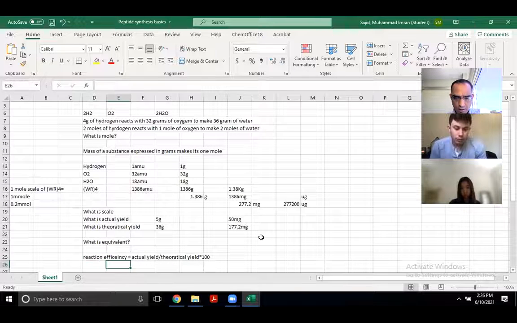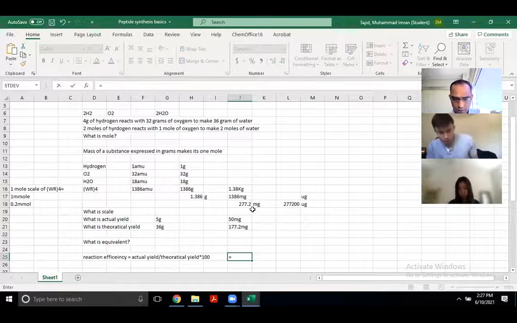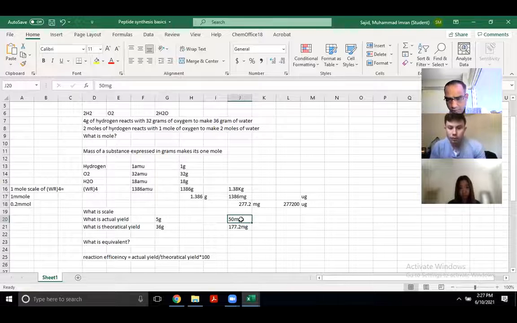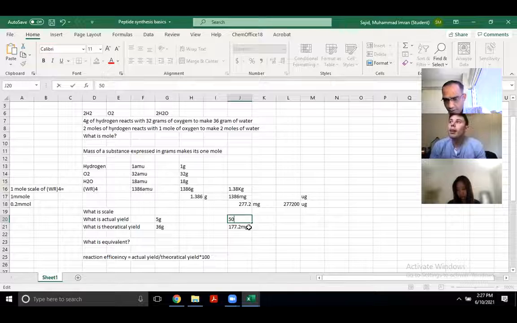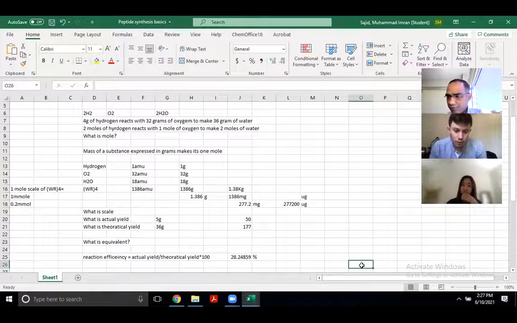So let me do that. I can do it here like this. No, I cannot do it. I have to remove the milligrams from here, 50, and I have to remove this as well. So let me do that. Equal this divided by this multiplied by 100. So 18% is the actual efficiency of this reaction. Got it? Yeah. And usually it happens. But in order to avoid this, what do we actually do?